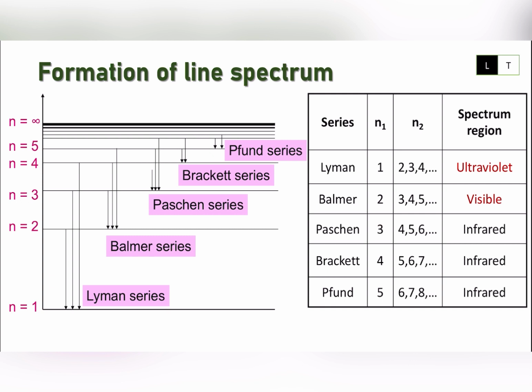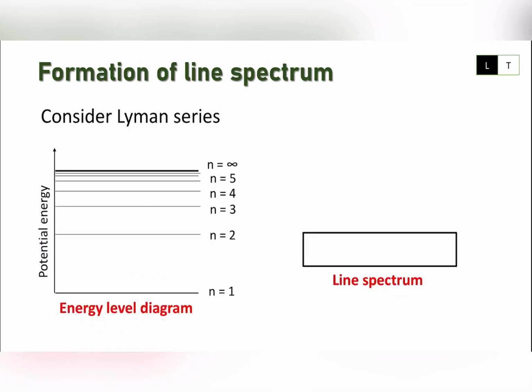So I'm going to explain a bit more about the formation of each transition. Let's consider the Lyman series as our first choice. What you have here is the energy level diagram for the Lyman series. I'm going to draw the y-axis for my energy, and next I'm going to transfer all the information from this energy level diagram into the line spectrum.